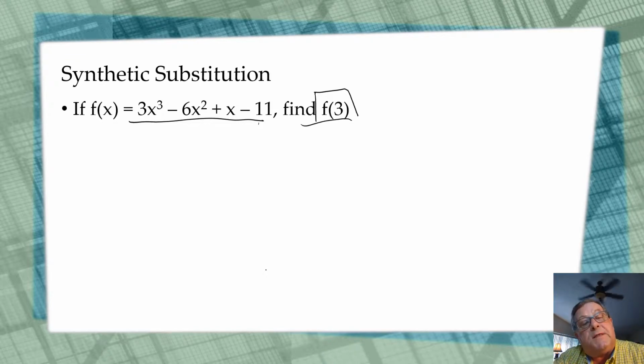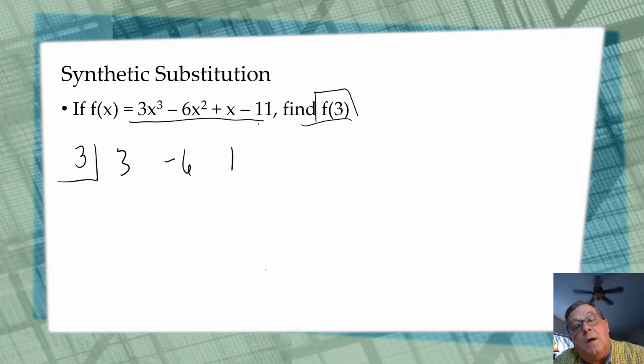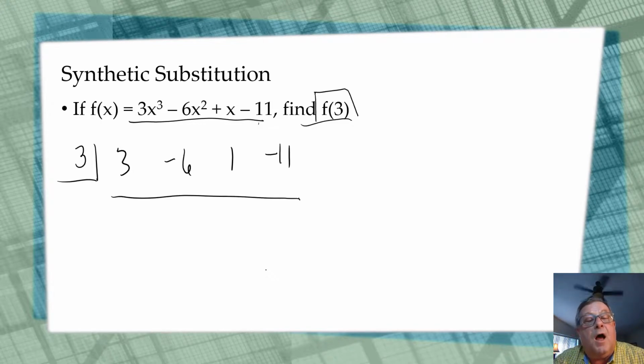So let's work this by example. We're going to synthetically divide this by 3. I've got 3x cubed minus 6x squared plus x minus 11. All of my variables, the exponents, are going down in descending order. They're all accounted for, so I don't have to use the placeholders. So I got 3, negative 6, 1, negative 11, writing down all the coefficients and the constant.